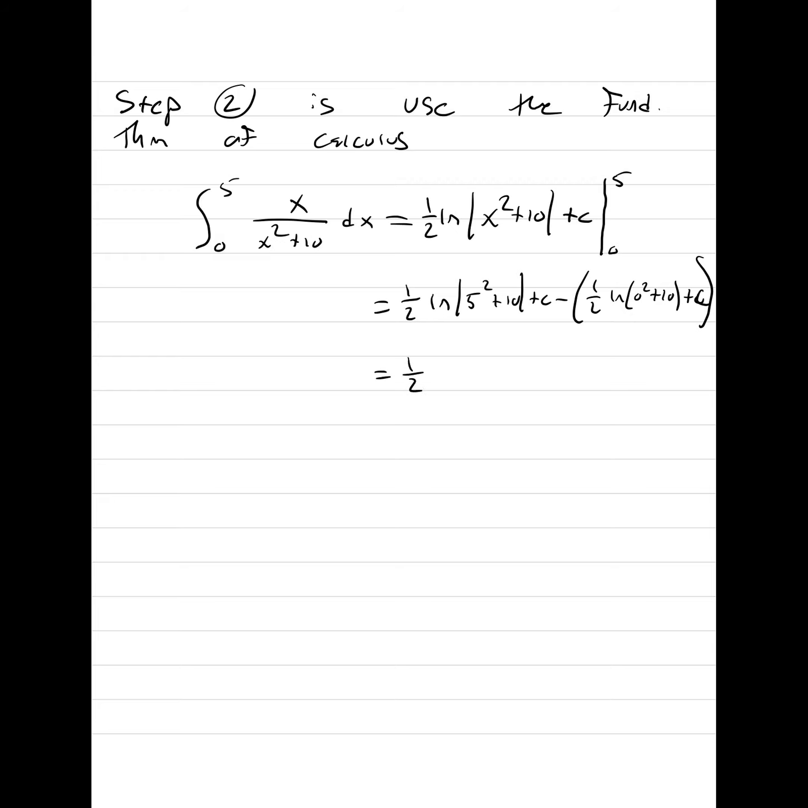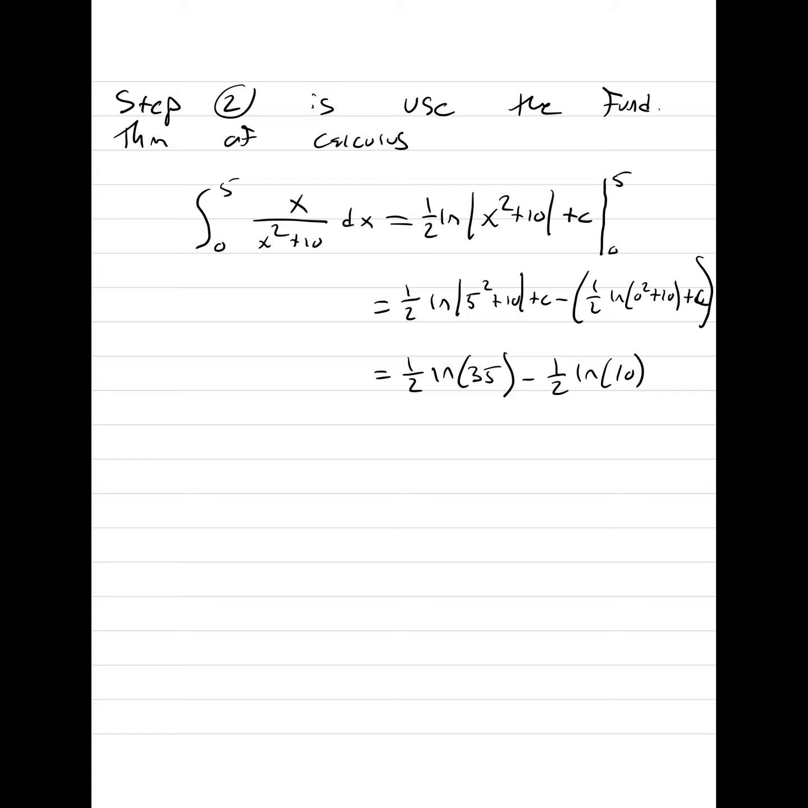So anyways, let's just start simplifying this. This first piece, we don't need to take the absolute value anymore, because 35 is already positive. The 35 came from 25 plus 10, so I just simplified it to be 35. I don't need to write the plus c anymore because this c canceled with it. The natural log of 0 squared plus 10, that's just the natural log of 10. So minus 1/2 times the natural log of 10. And that's the solution right there.